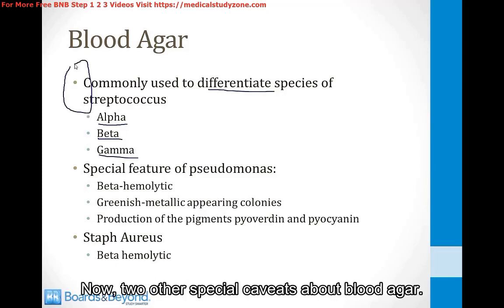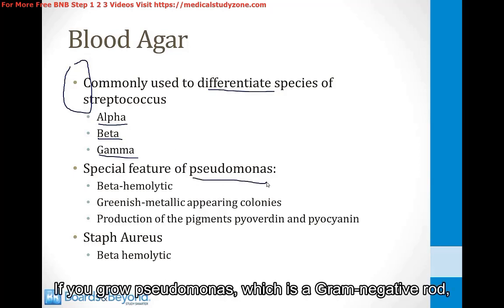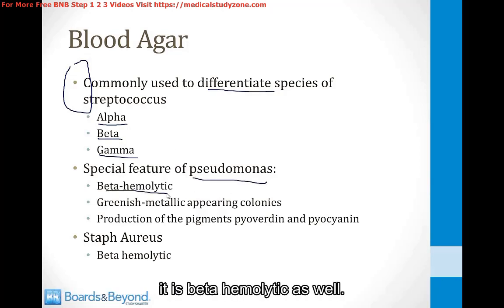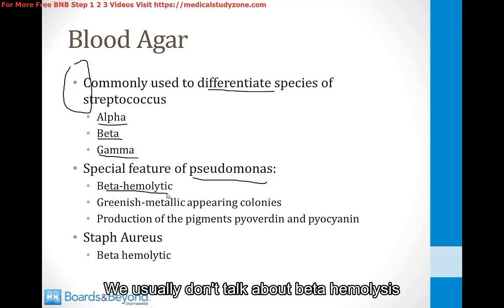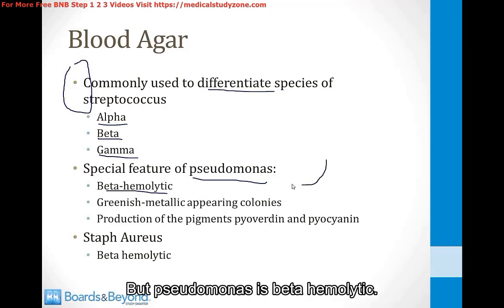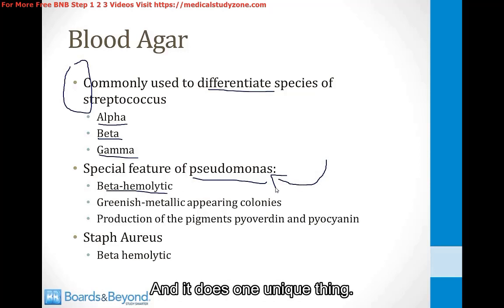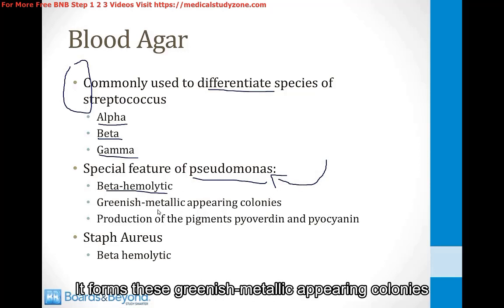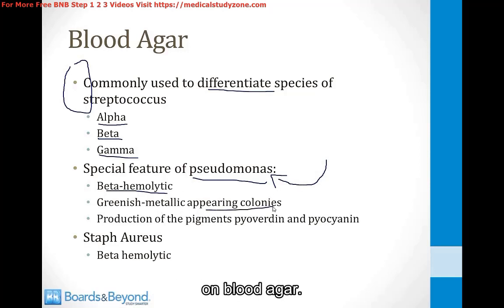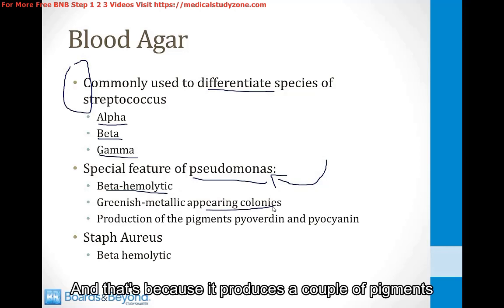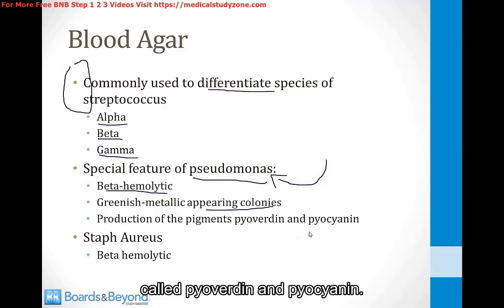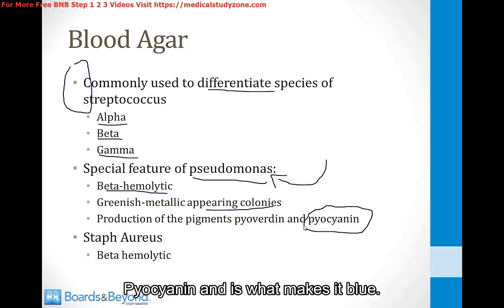Now, two other special caveats about blood agar. If you grow Pseudomonas, which is a gram-negative rod, it is beta hemolytic as well. We usually don't talk about beta hemolysis for gram-negative bugs, but Pseudomonas is beta hemolytic, and it does one unique thing. It forms these greenish metallic appearing colonies on blood agar, and that's because it produces a couple of pigments called pyoverdin and pyocyanin. Pyocyanin is what makes it blue, and it's the presence of these pigments that the bacteria produces as it grows that makes them look greenish metallic when you grow them on blood agar.